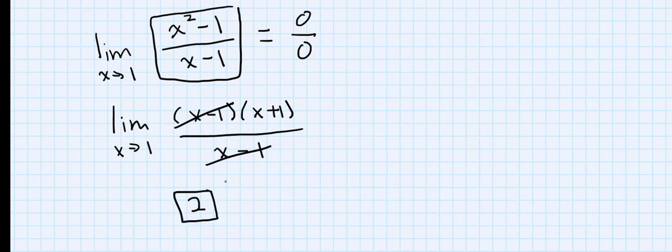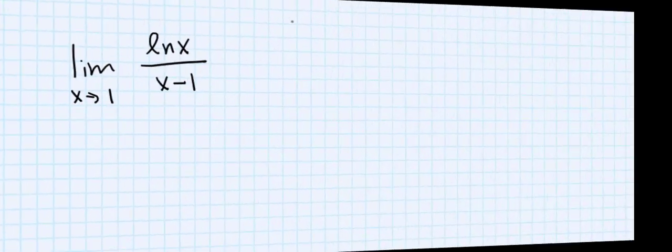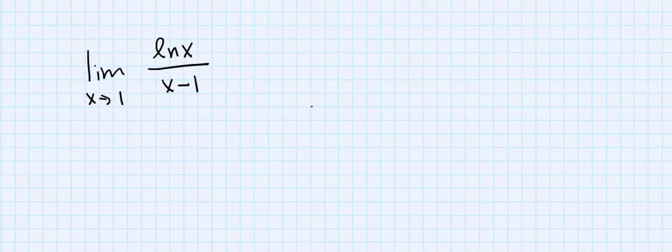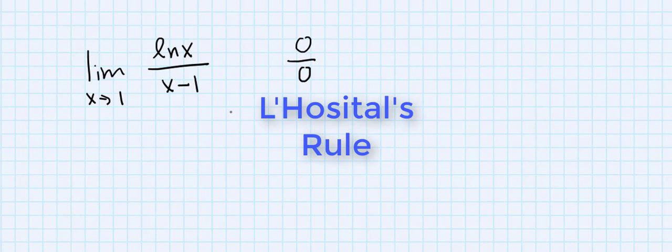But there are cases when you can't really factor. And this is what I mean. So now we have the limit of natural log of x over x minus 1 as x approaches 1. When you plug in 1, you get 0 over 0 again, which is indeterminate. Unlike the last example, you really cannot simplify this. So what are we supposed to do in this case? Well, that's why we have L'Hopital's rule.